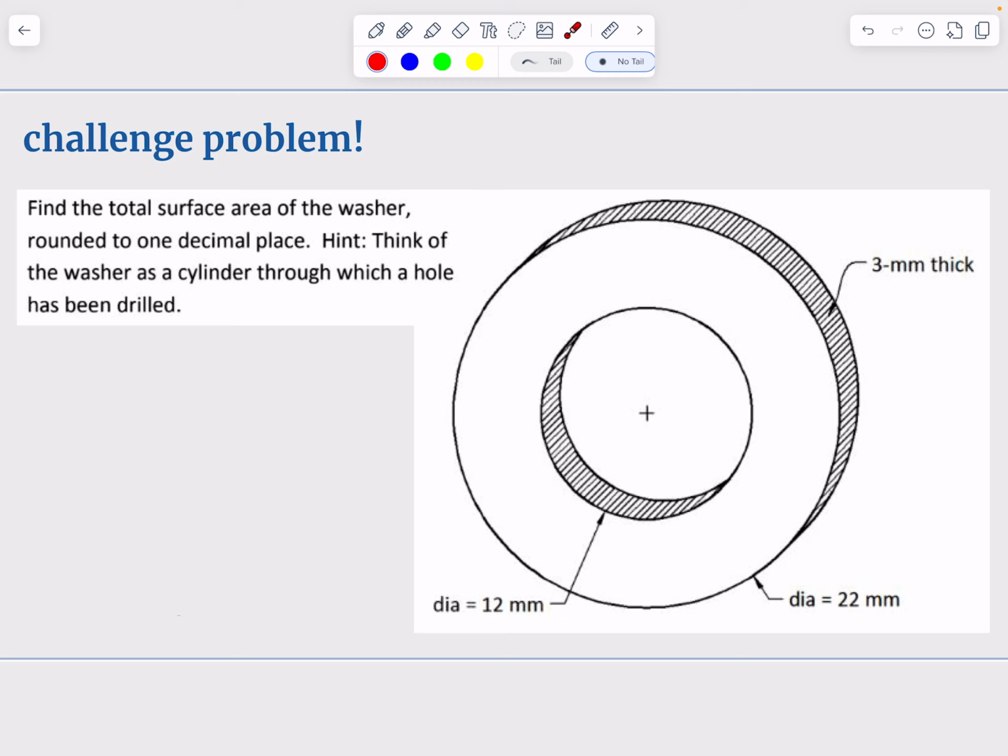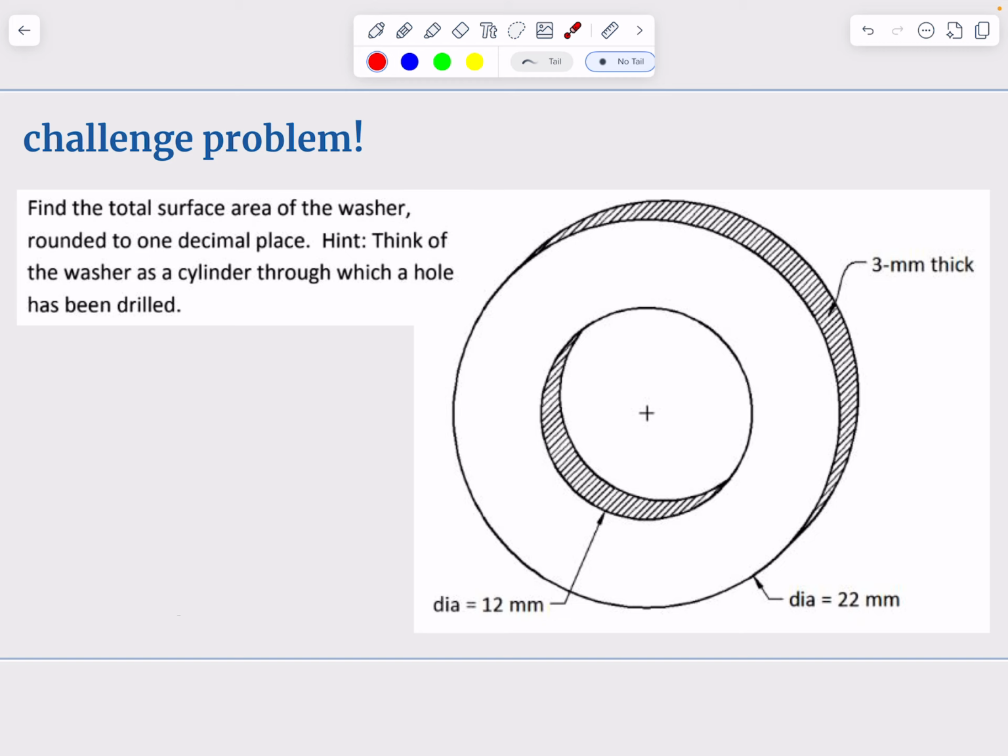You can picture a washer as one of those little metal discs that you use with a screw or a bolt when you're putting together some sort of machinery or furniture. They give us a hint that we're supposed to think of the washer as a cylinder through which a hole has been drilled. We can see that we have this three-dimensional shape. It's got a circular side on the front that's facing us. We can't see it, but we know there would be a matching side on the back. And then it's got some thickness to it.